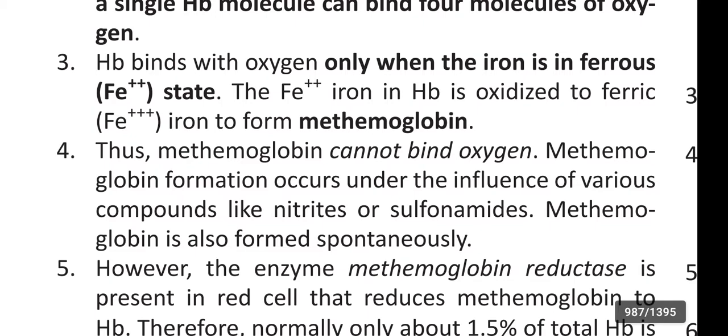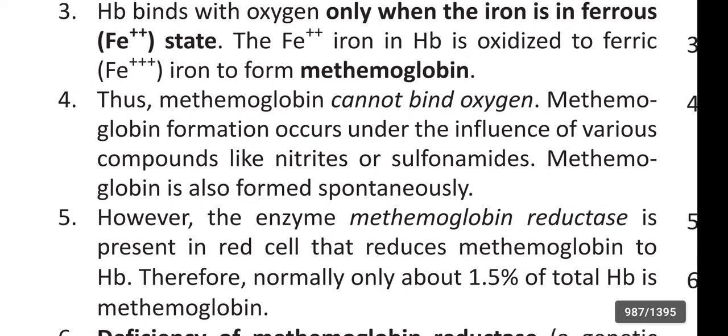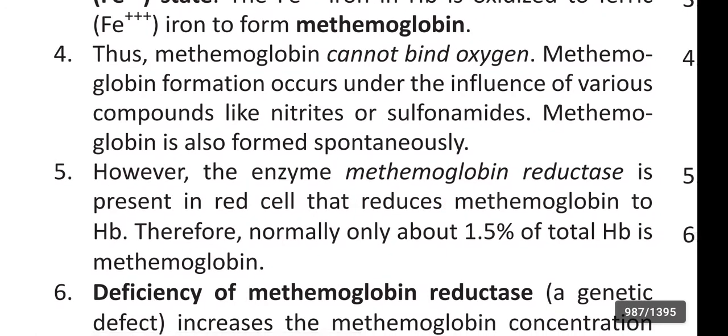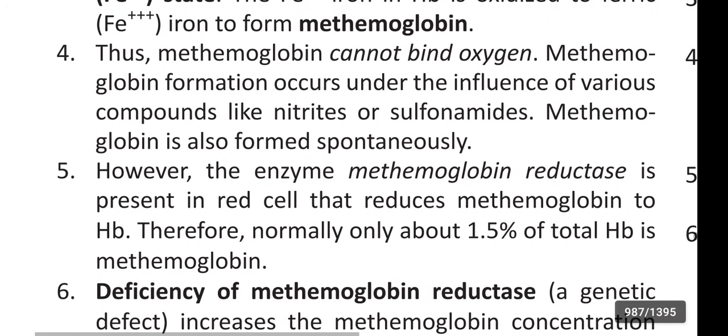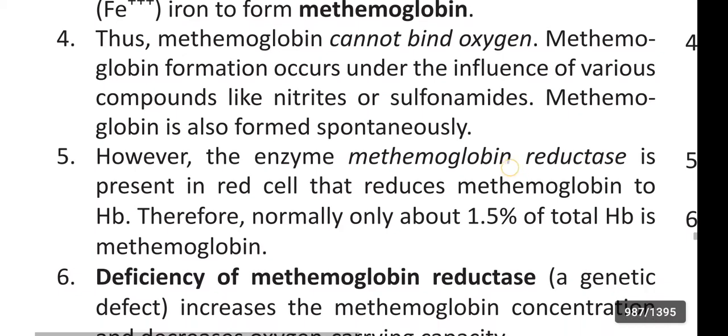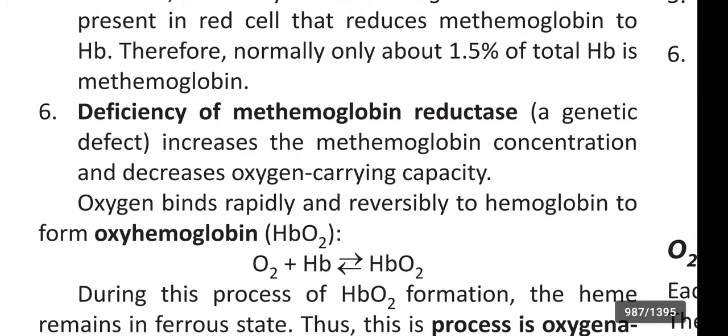Methemoglobin formation occurs under the influence of various compounds like nitrites or sulfonamides. Methemoglobin is also formed spontaneously. However, the enzyme methemoglobin reductase is present in red cells that reduces methemoglobin to hemoglobin. Therefore, normally only about 1.5% of total hemoglobin is methemoglobin. Deficiency of methemoglobin reductase, a genetic defect, increases the methemoglobin concentration and decreases oxygen carrying capacity.